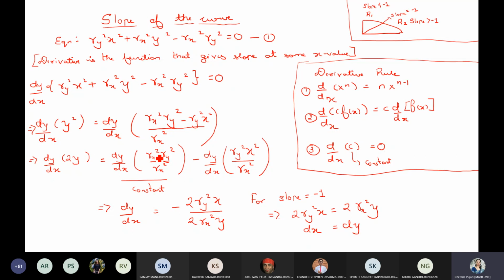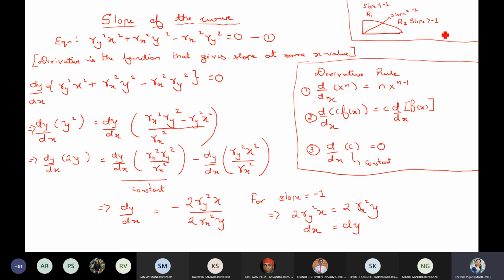As you can see in this equation, rx, ry, rx are the radius at x-axis, y-axis, x-axis, which means it is a constant. Hence we are going to ignore this. We already know that when you have the derivative of a constant, the result is 0. So let's ignore this. What do we get? dy by dx is equal to, when you apply it to x square, 2 into x raised to 1. So the equation becomes minus 2 into ry square into x divided by 2 into rx square into y.